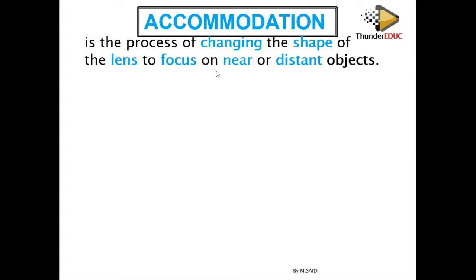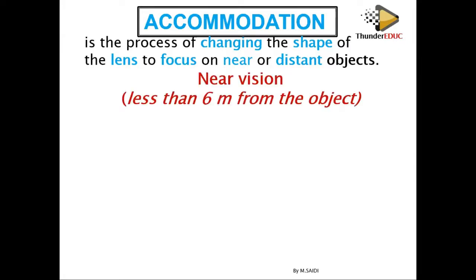Basically, the lens is supposed to change its shape so that it changes the focal length. If the focal length is changed, then the distance where the image is formed also changes. So now the eye will be able to see the near and the far object. Let's look at near vision. Near vision refers to an object which is less than 6 meters away. More than 6 meters means it is a far object.